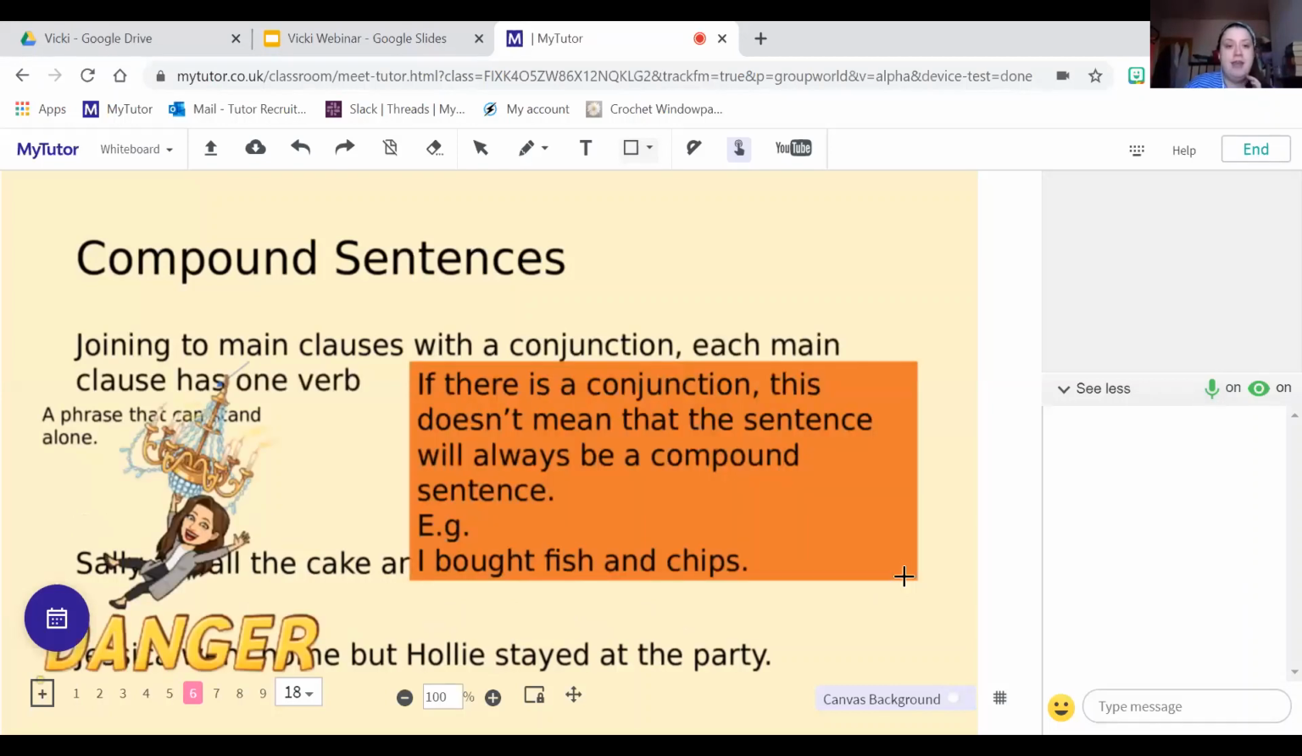However, you need to be careful. So just because there is a conjunction, that doesn't mean that it is going to be a compound sentence. So for example, I bought fish and chips. So I can take I bought fish. That makes sense. I can't then just have a sentence which says chips. It doesn't grammatically make any sense. So be careful, just because there's a conjunction doesn't automatically mean it's a compound sentence.